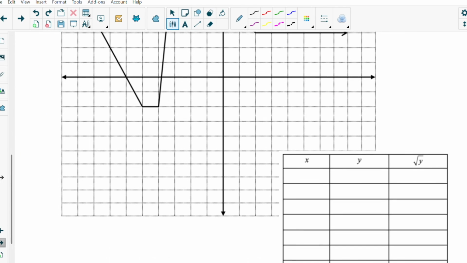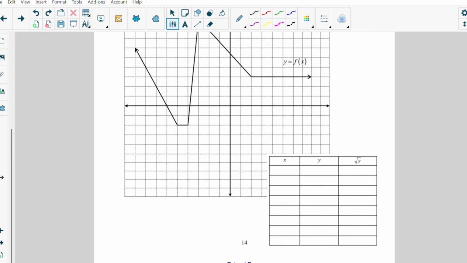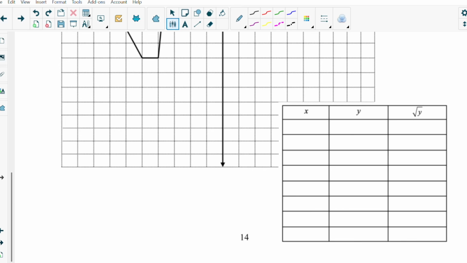Okay, let's give this a try. Okay, so let's start with, I'm going to do this, folks. I'm going to label these points A through F. So let me start with this table down here. First, x is -8.